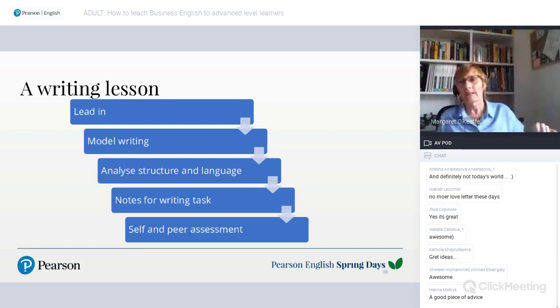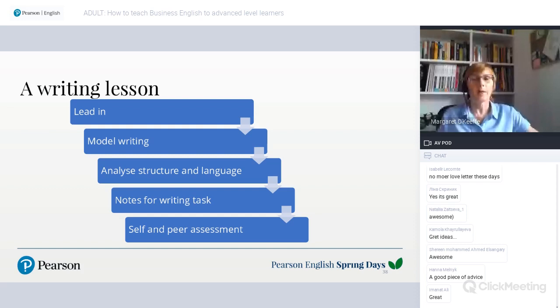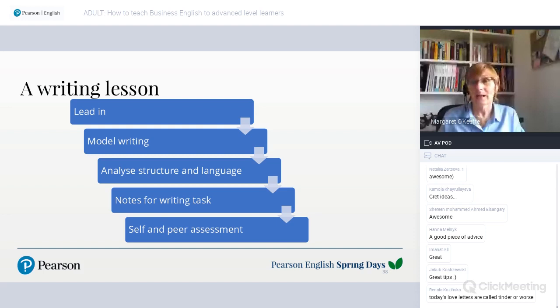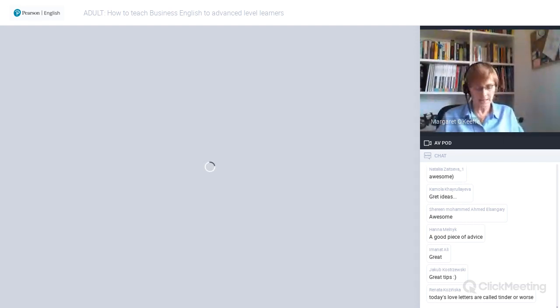So they start off with a leading task, then they will look at a full model writing, a full report, for instance. We're going to look at that in a moment. Then they will get an analysis of the structure and language used in that report. Then they'll get some notes to help scaffold their own writing task, do their own writing task, and then get some self-assessment and some peer assessment, and then obviously the teacher will give feedback as well. Let me give you an example from a lesson here.